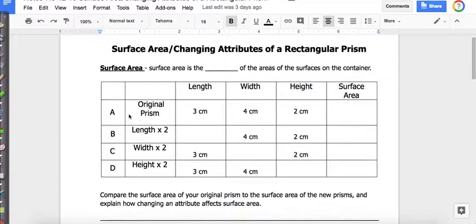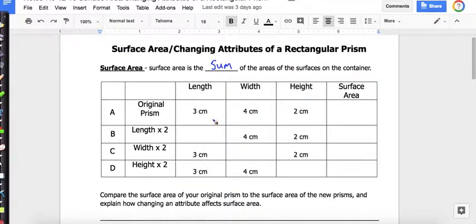Okay? Now think about what might happen with surface area. And that's what we're going to discover today. So recall that surface area is the sum of the areas of the surfaces on the container. Okay, so here's the original prism, and then we're going to double the length, double the width, and double the height and see what happens to the surface area.